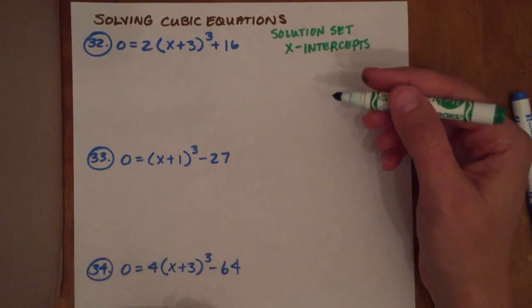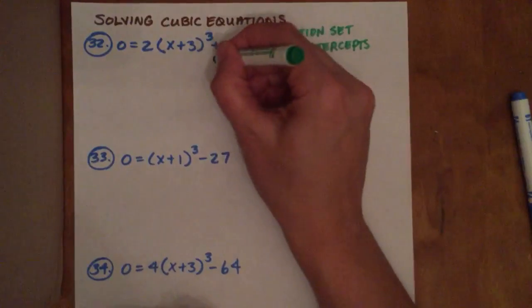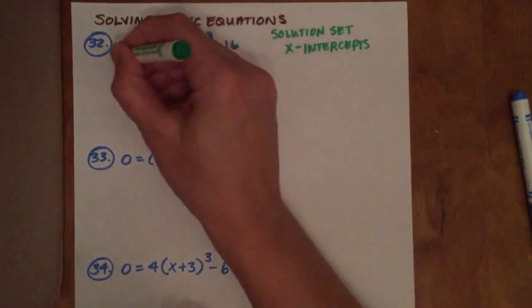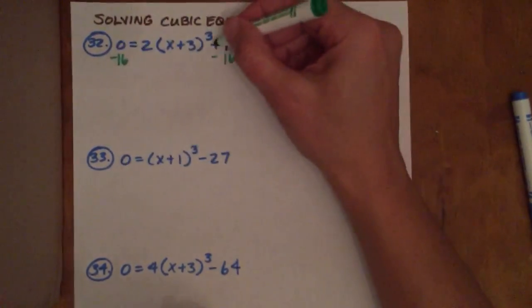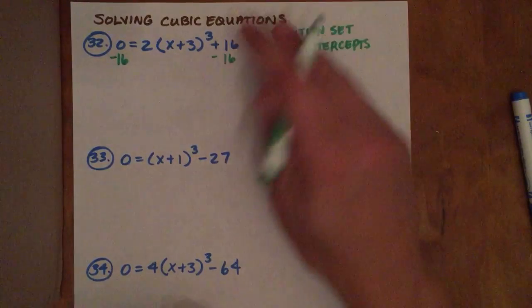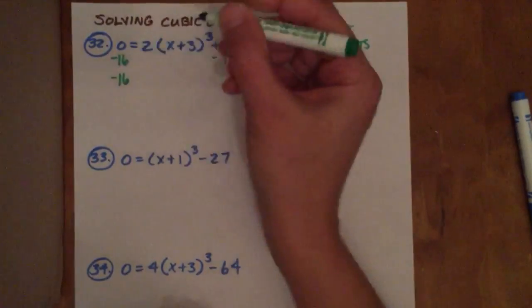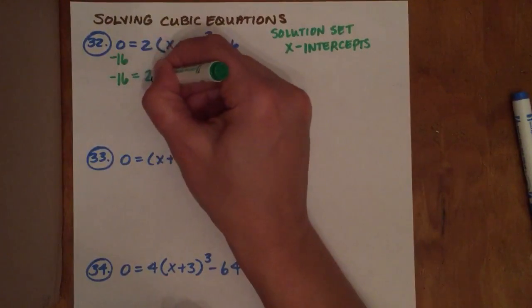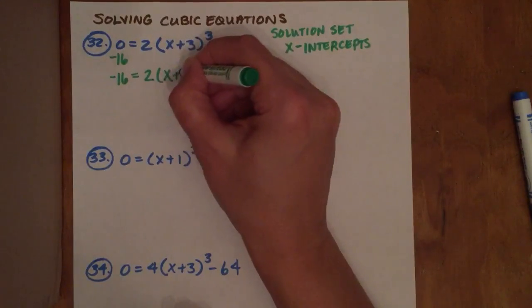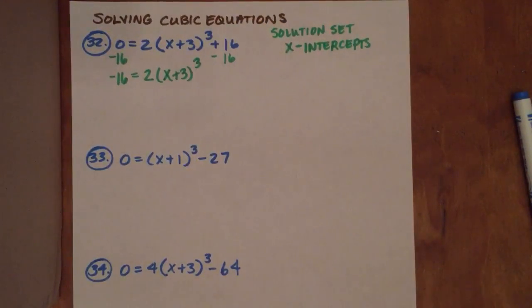So the first thing we're going to do is move the 16. So I'm going to subtract the 16. We always move this value first. We do addition and subtraction here when we need to get something moved to the other side. So that gives me a negative 16 equals 2x plus 3 cubed. So that's my first step.